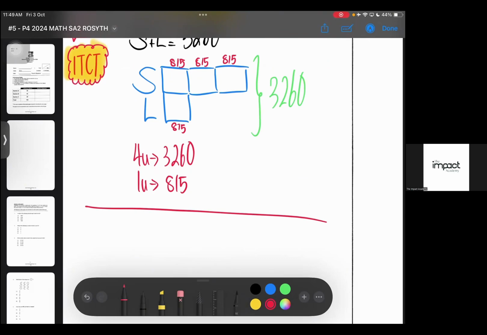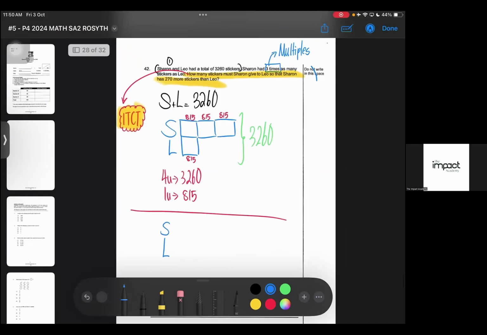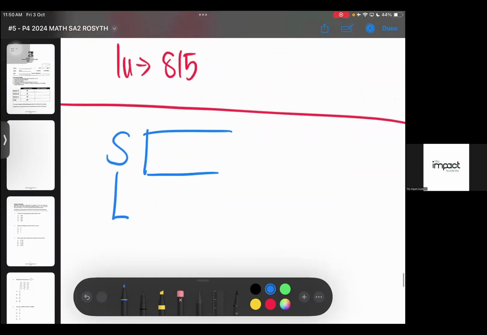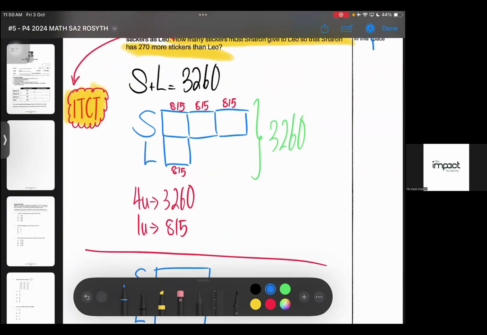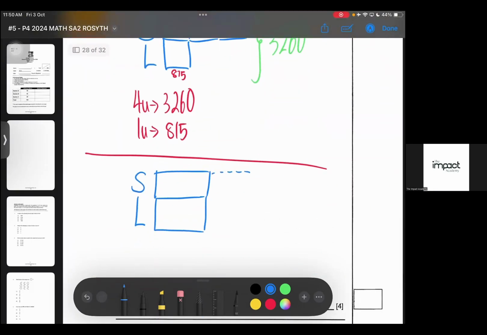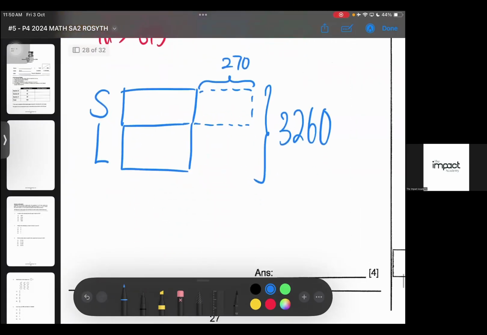So what we are going to do is show Sharon and Leo's difference in this situation. What is their difference? Who has more? Sharon has more. Sharon has more by how much? 270. Very good. And then this becomes how much? 3,260. Okay, this becomes 3,260.